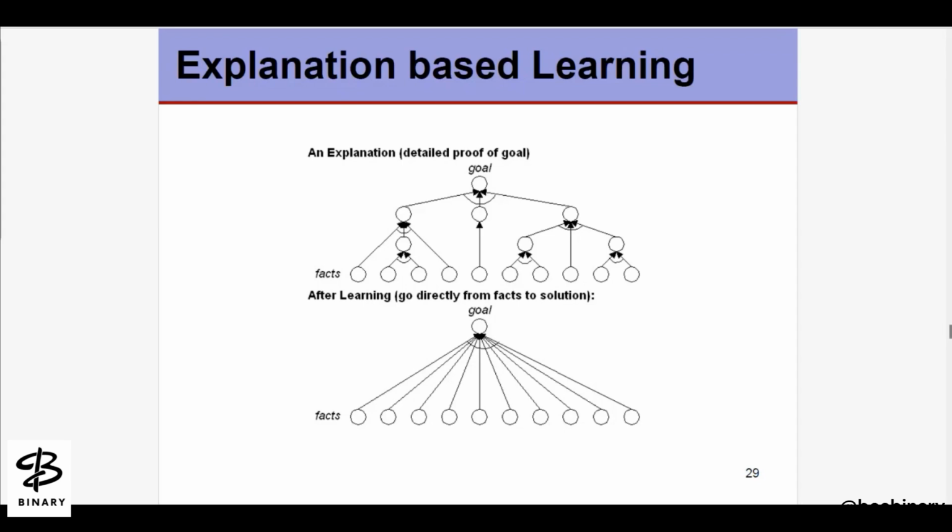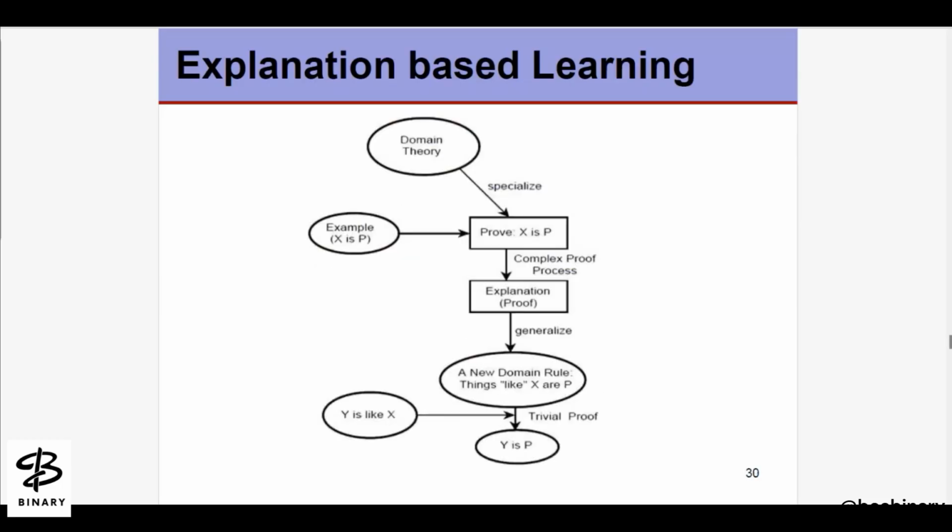Here you can see the figure. An explanation, a detailed proof of a goal, has been given. After learning, we go directly from facts to a solution, as shown in the other diagram. See this chart, which gives a domain theory specialized to a particular proof that X is P, with the example given that X is P. A complex proof process and explanation proof will be done, and the generalization will generate a new domain rule for things like X being P. Then a trivial proof shows that Y is also P if Y is like X.